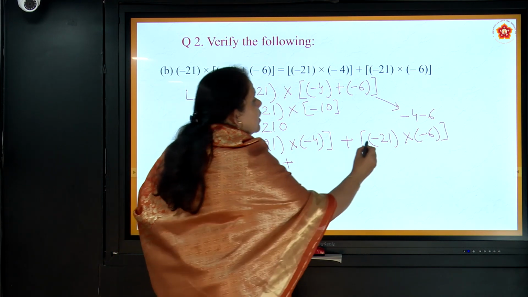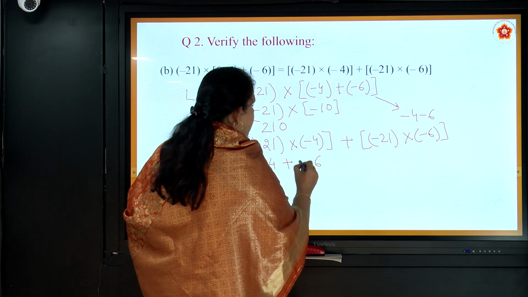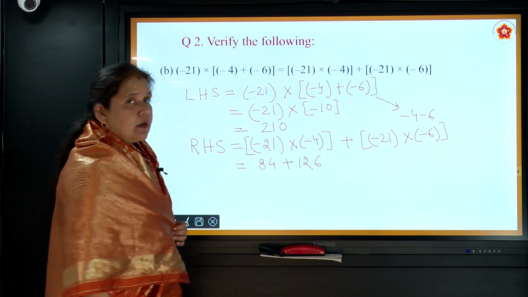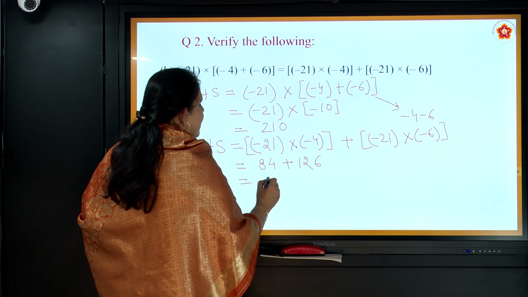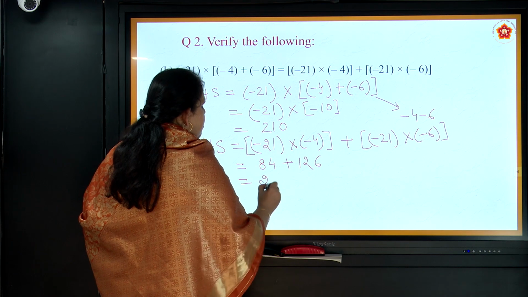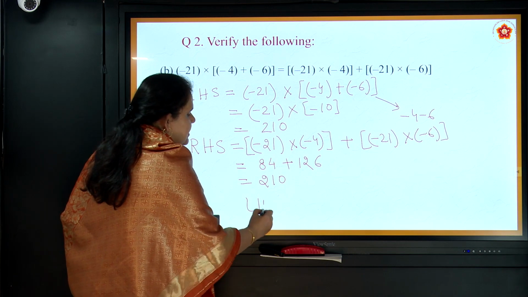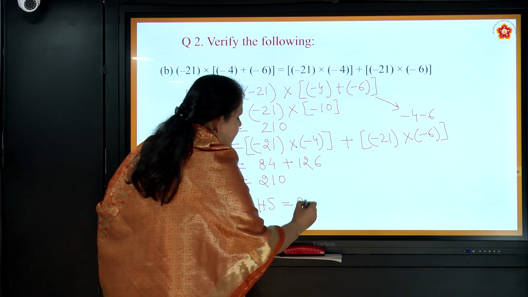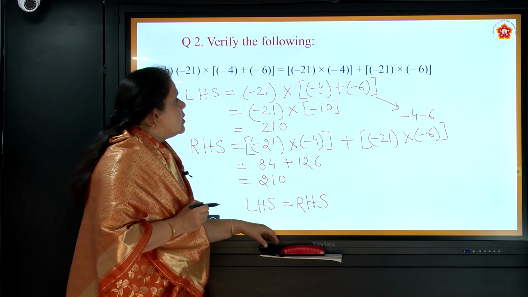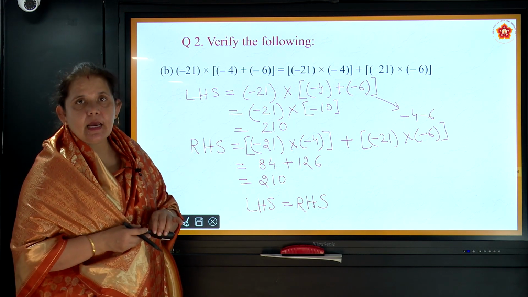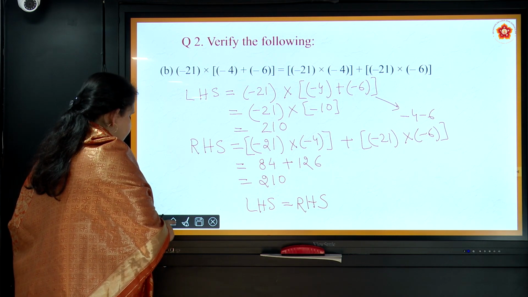Now same way, two negative numbers are being multiplied in the second bracket, multiply them, we get 126. 84 plus 126, and when we add them, we get 210. So hence we have proved that left hand side is equal to right hand side, and we have verified that the given terms on left hand side and right hand side are correct.